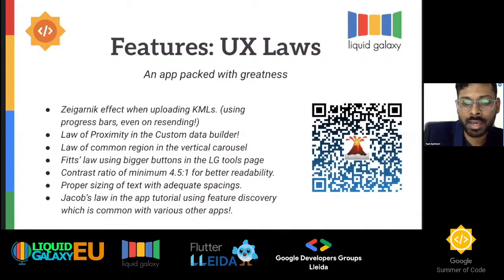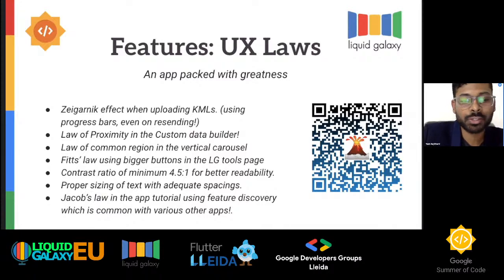It has a reading mode and a dark mode depending on what you like, and all of it follows a minimum contrast ratio of 4.5:1, which is the standard for readability. It has some proper sizing of text and adequate spacing, the one that you also need to take care of. And all of these are things that you also need to take care of when you are making your own app. And finally, the thing is Jacob's law.